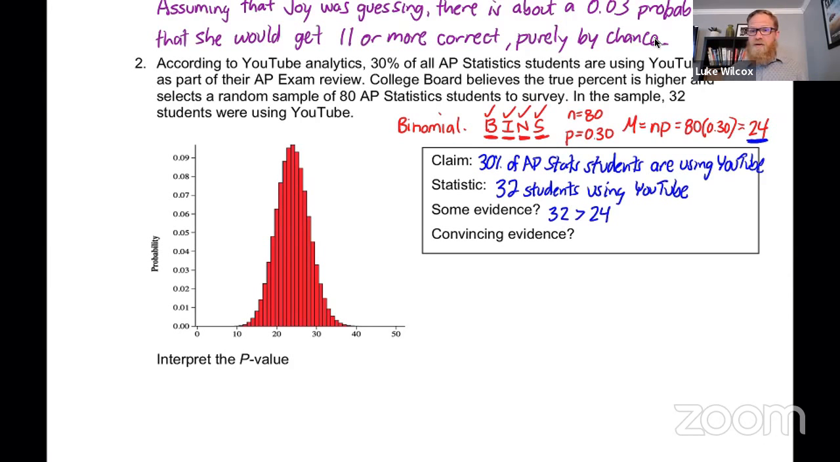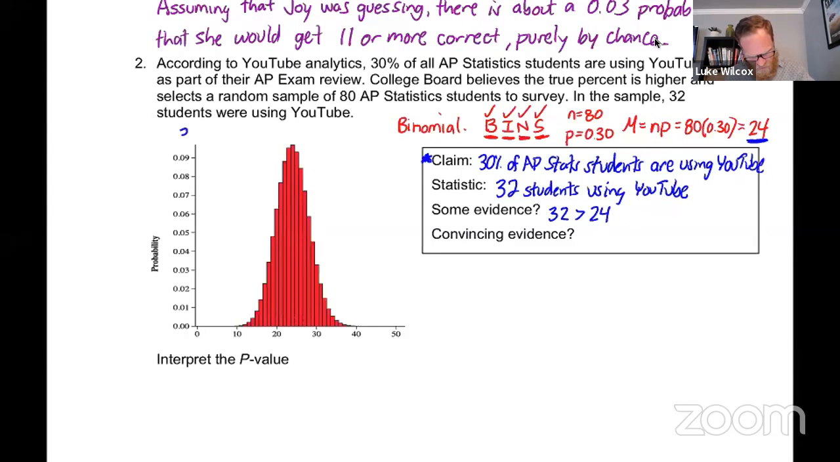And once again, in order to answer that question, we need a p-value, which will tell us how likely it is that we could get this result or more extreme purely by chance. So let's take a look at the distribution here. One thing I want to make note of is the fact that we have to assume that this claim is true in order to make this distribution here.